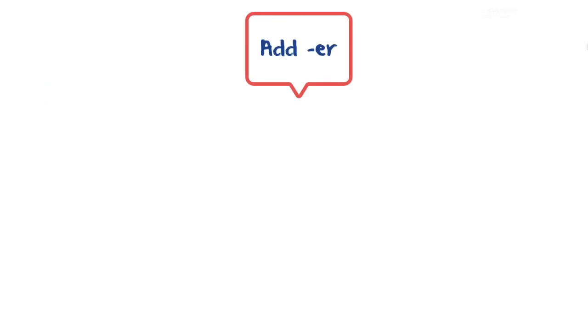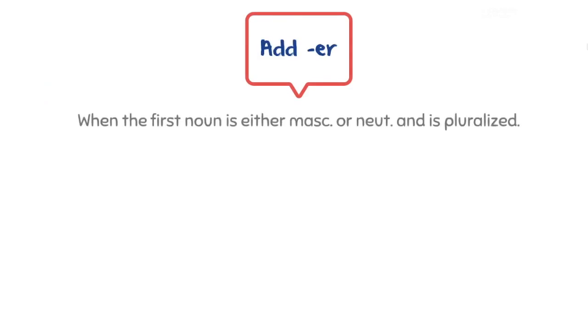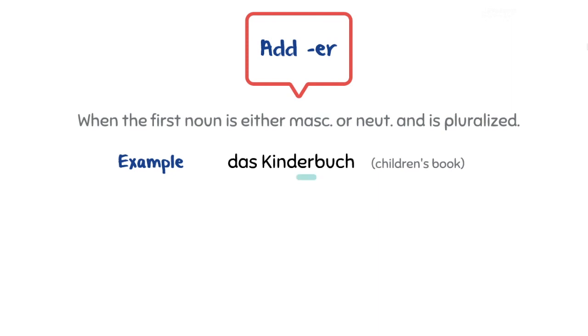You add an er when the first noun is either masculine or neuter and is pluralized. For example, das Kinderbuch, the children's book, er. Das Kind changes to die Kinder in plural. Therefore, das Kinderbuch.